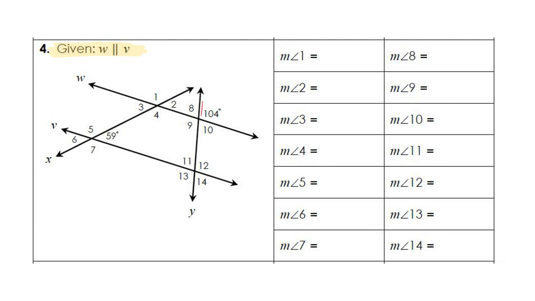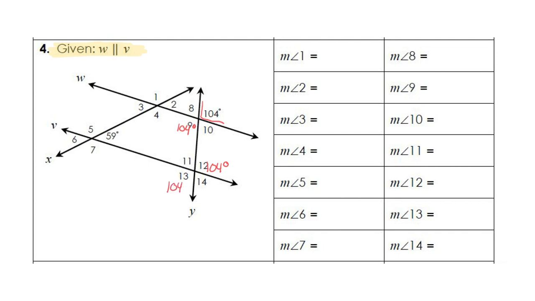So I know that this angle is 104 degrees. Well, if that angle is 104 degrees, the vertical angle across from it, so being angle 9, would also be 104 degrees. Well, if I know that, I also know that the alternate interior angle of 9 is 12. That would also be 104 degrees. 12 and 13 are vertical angles, so that says 13 would be 104 degrees.